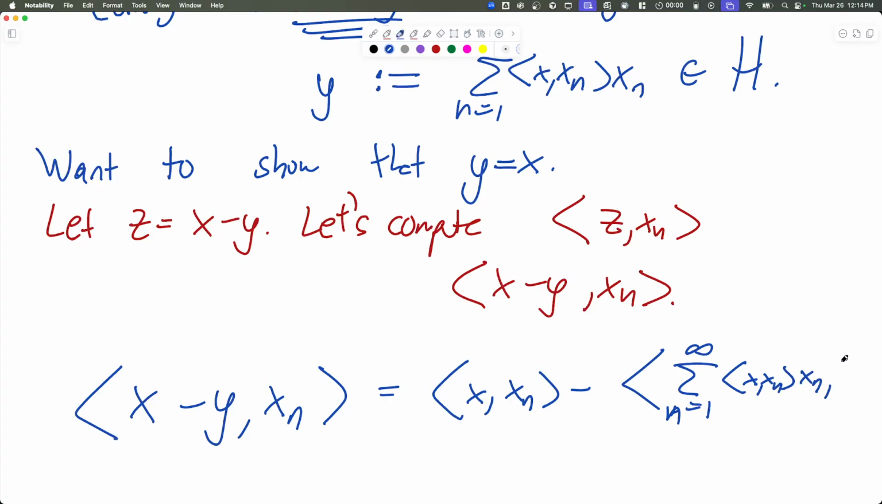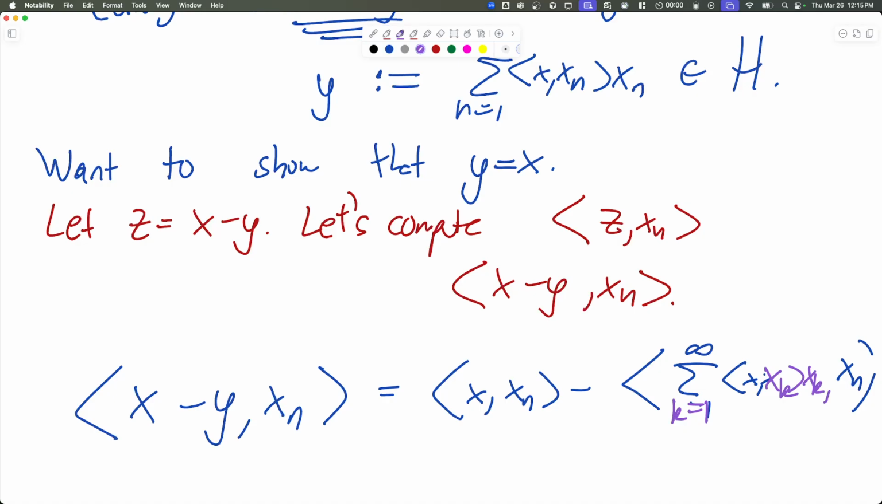The inner product with xn. Now we're getting bamboozled by variables, so I'm going to rename xn to xk so I don't use n twice. This is the sum from k equals 1 to infinity. So x minus y splits up. We got x with xn minus y with xn, but y is an infinite sum. And now we have an infinite sum inside of an inner product. Oh dear, what are we going to do?